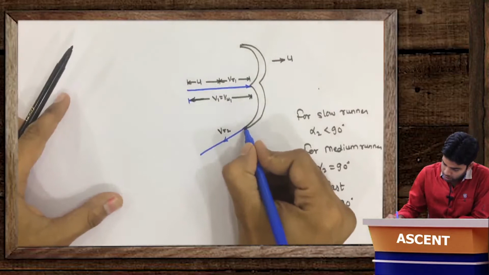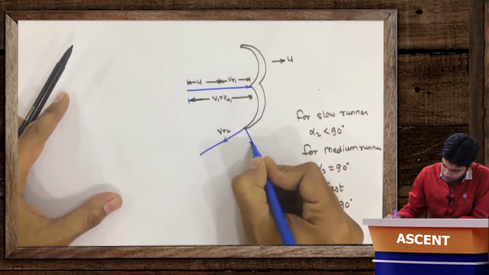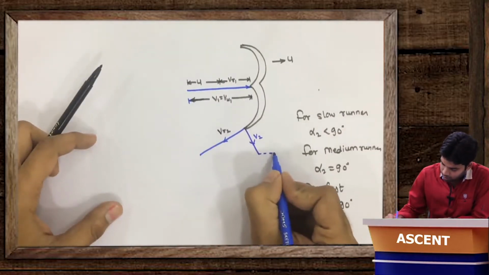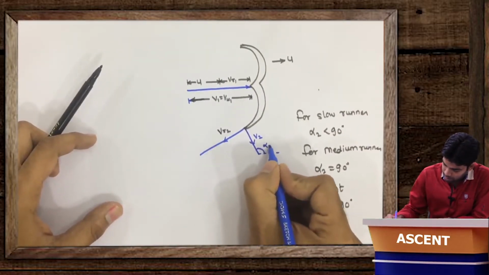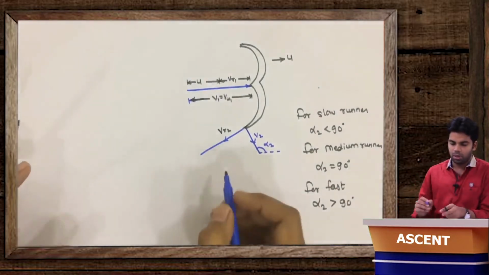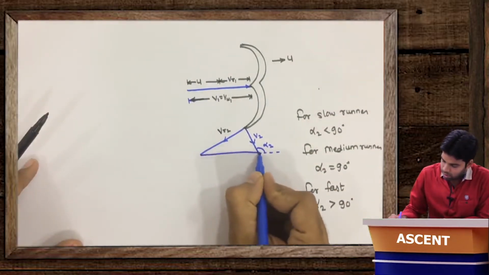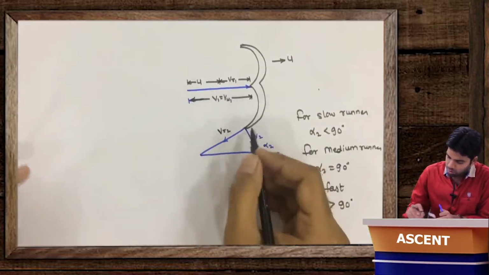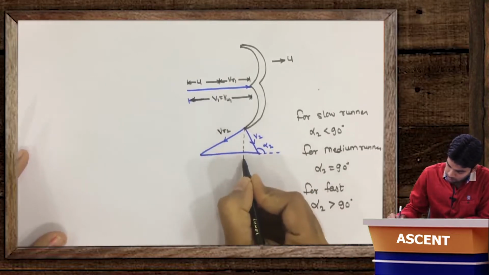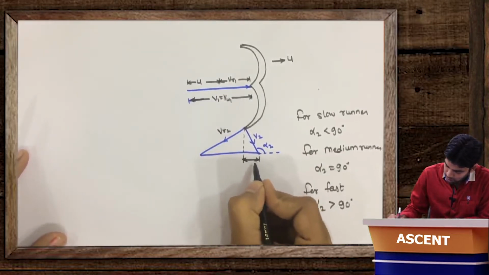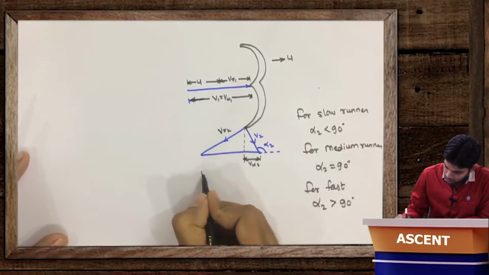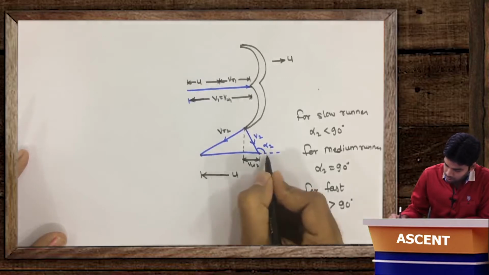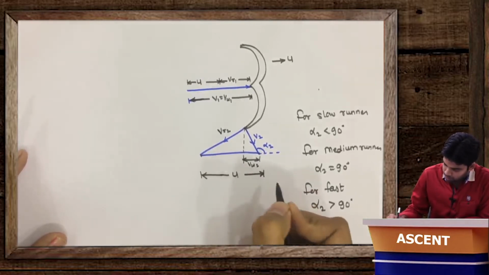Okay, so if the alpha 2 is greater than 90 degree, I will get vr2 and this v2 in this direction. So this will be v2. Okay, this angle is alpha 2. Getting this? Okay, now the horizontal component of this v2, as I told you, is nothing but vw2. Horizontal component of this v2 is vw2. Okay, and between this vr2 and v2, we will get u2 or u.